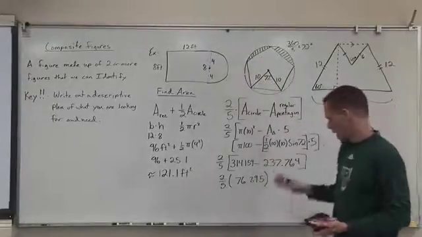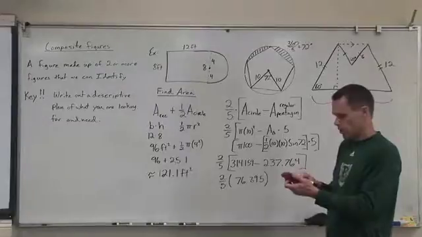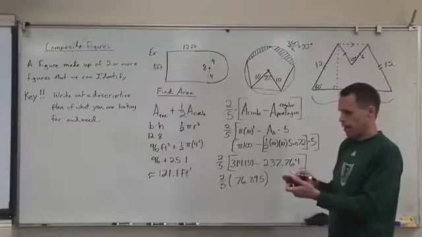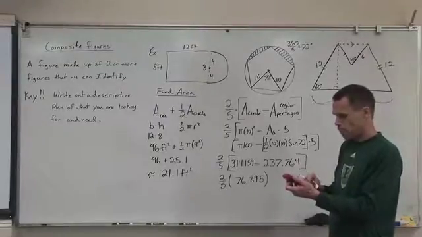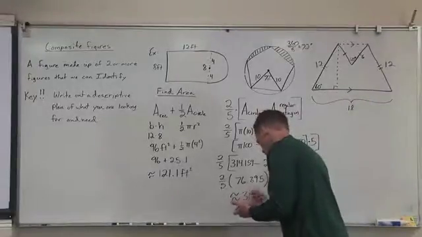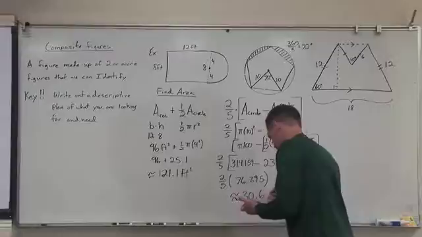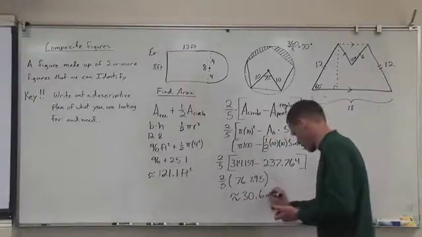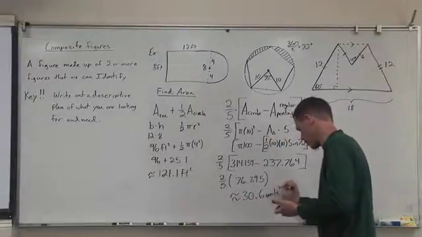5 segments. I only want 2 of those. So I'm going to multiply by 2 and divide by 5. And my answer is approximately 30.6. And we'll just put in here units squared.